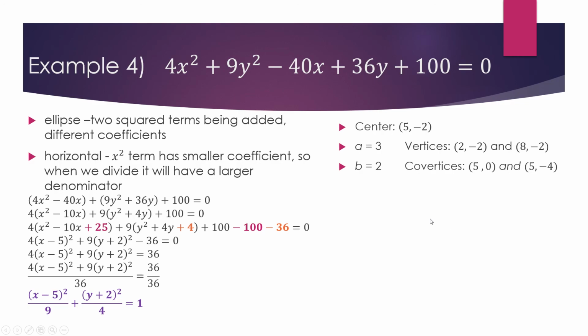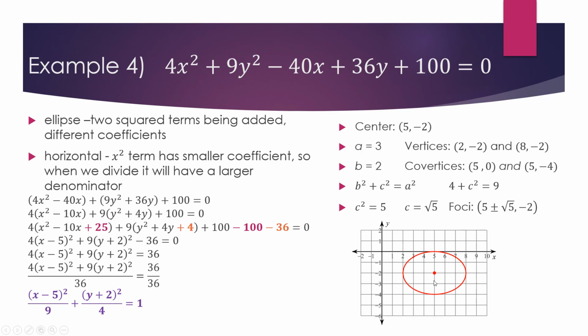To find c, the equation for that relates a, b, and c in an ellipse was b squared plus c squared is equal to a squared. We know b squared is 4 and a squared is 9. So if we substitute those in, subtract 4 from both sides, c squared is equal to 5. Which means c is the square root of 5. Our foci are going to be square root 5 spaces to the left and right of our center. So 5 plus and minus the square root of 5, comma negative 2.